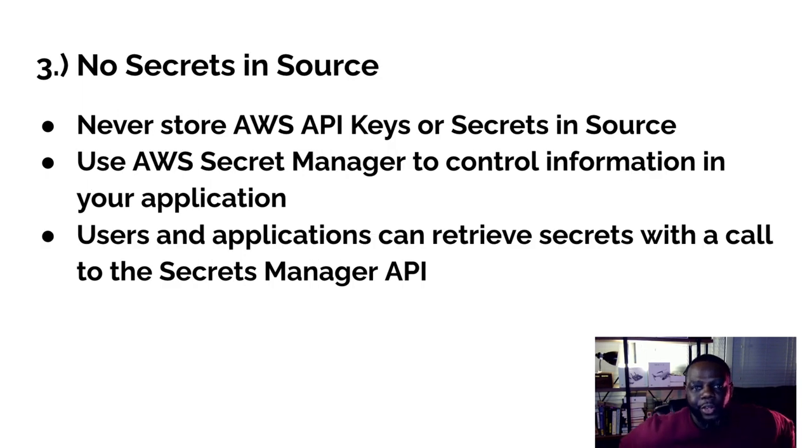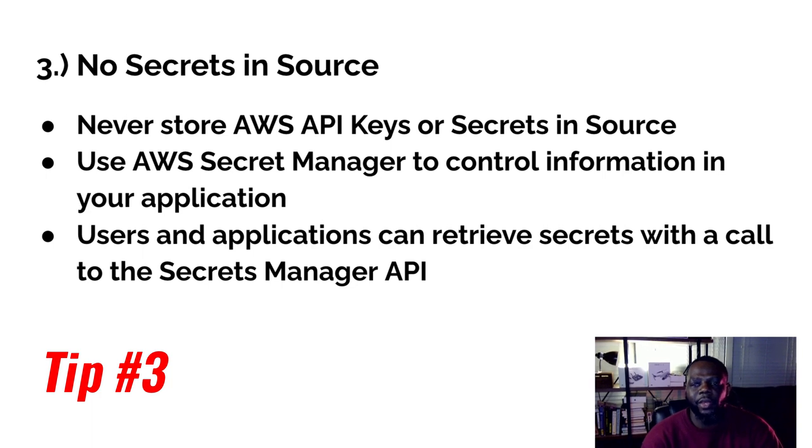Tip number 3 is never store AWS API keys or secrets in your source code. You can use the AWS Secrets Manager to control information in your application. Users and applications can retrieve secrets with a call to the Secrets Manager API.